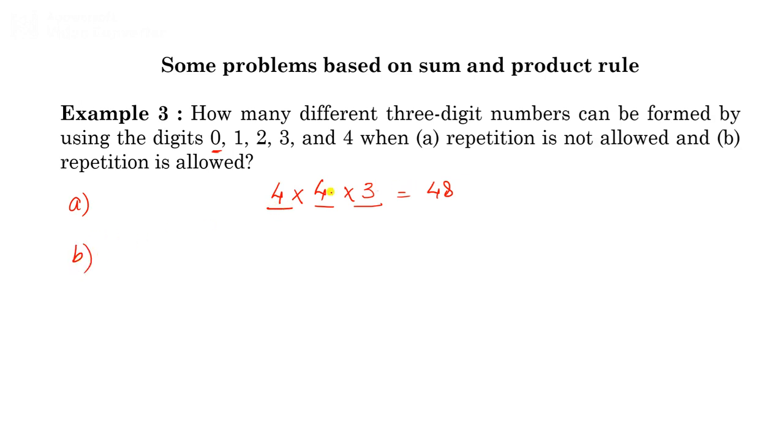Now the second one, when repetition is allowed. Again you cannot fill the first place with 0, so you have only 4 choices. But for the second one you can choose any one out of these 5. So 5, and again for the last one this is 5, and you will apply the product rule. So this is given by 100. So 100 3-digit numbers can be formed if repetition is allowed. If repetition is not allowed, 48 different 3-digit numbers can be formed.